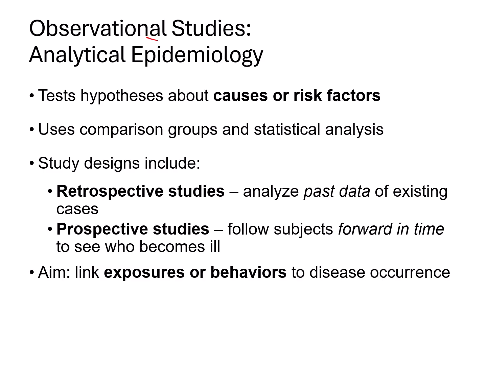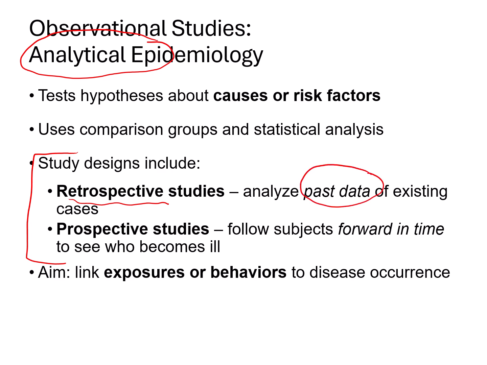It's only in analytical epidemiology that we're going to test the hypotheses about the cause of a disease. So here we're going to compare groups to identify risk factors. Analytical studies can include either retrospective studies that analyze past data of existing cases, or prospective studies that follow subjects forward in time to see who becomes ill later on.